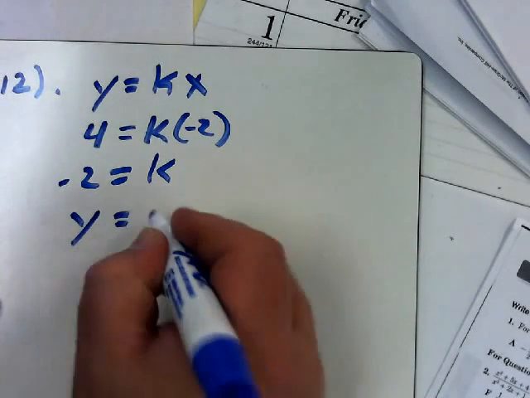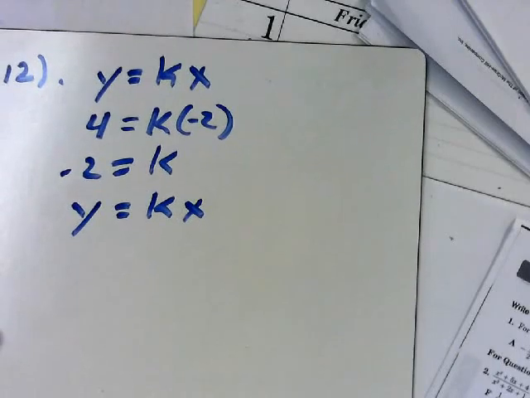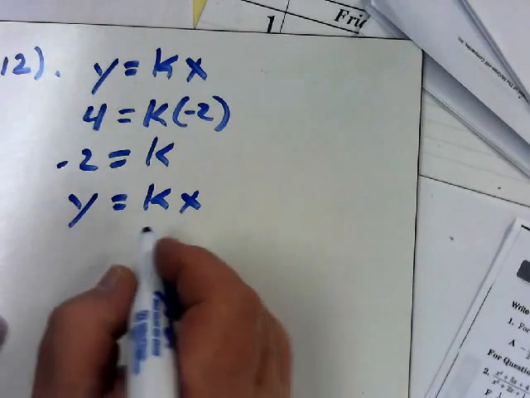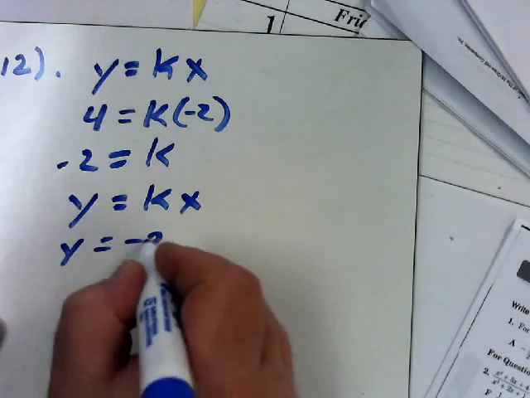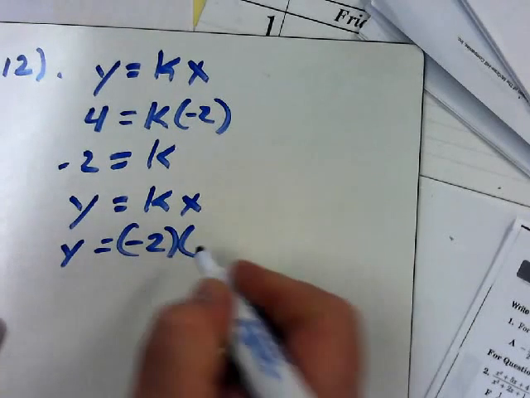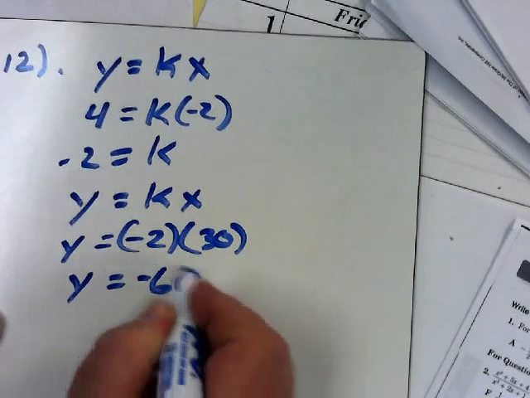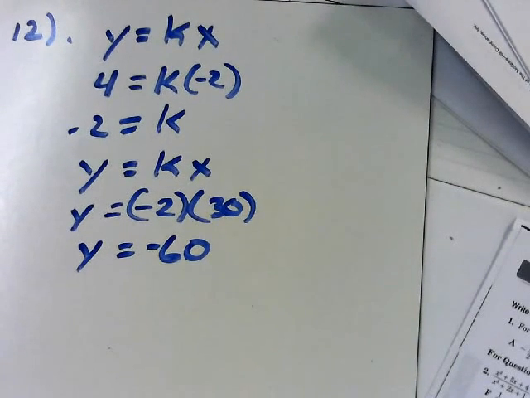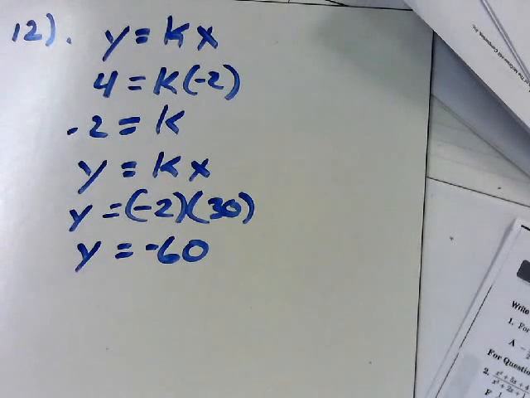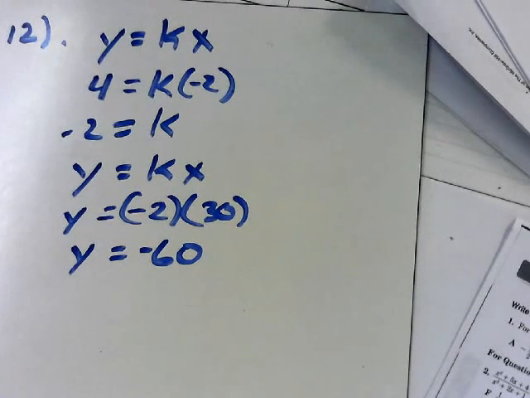So y equals kx again. I want to find out what the y is going to be, so I know what k is, and I know what x is. So y will be negative 60. Can't you do the direct variation that other way too, where you set the two fractions equal? Yes, you can. Okay, for 12.